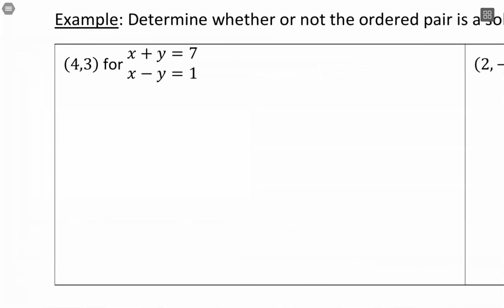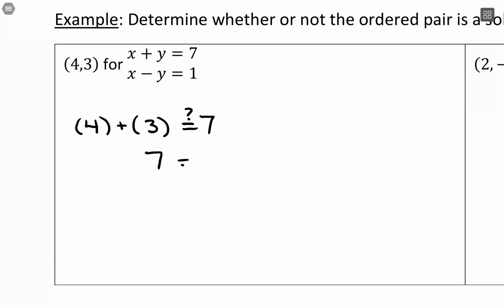So if I have a coordinate, to determine whether or not this is the solution for this system of equations, what I'm going to do is plug it into both. And the idea is it should work for both of them. So x plus y equals 7. So I'm going to take 4 plus 3 and see, does that equal 7? Which it certainly does. So it works for that first equation, but it also has to work for the second equation. As soon as it doesn't work for one of them, then it isn't a solution.